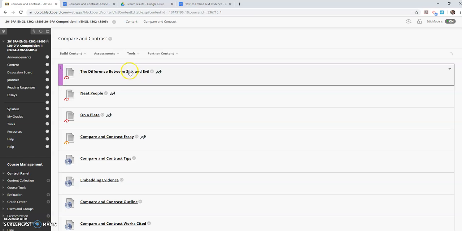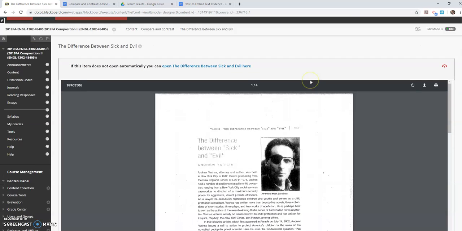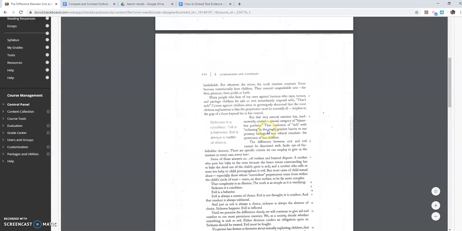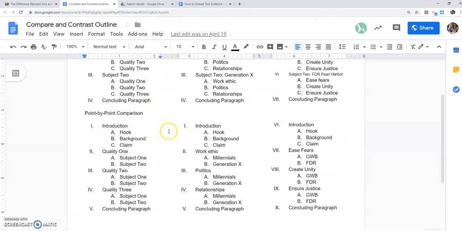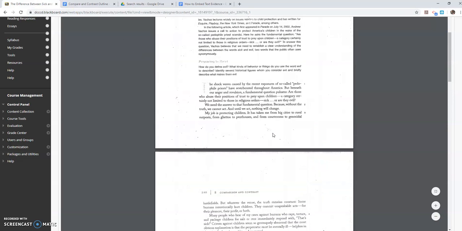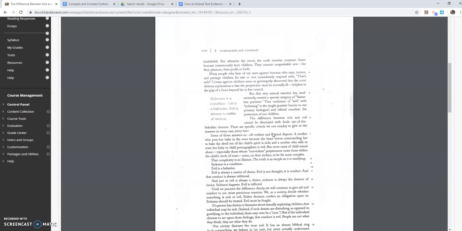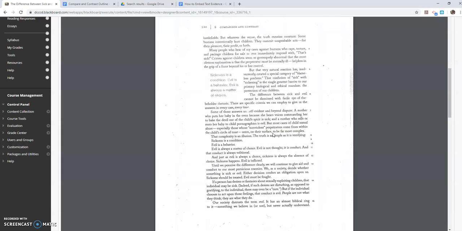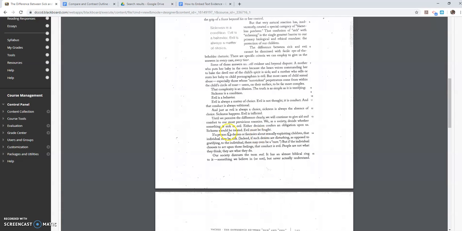Now, if you look at our 2 sources, one of them, the difference between sick and evil, he does a point-by-point comparison. It's back and forth between sick and evil. So read this and see how he structures his essay and keep that in mind when you're writing. If you look at this passage, he is talking about people who hurt children and how a lot of us just say that's sick. And he is trying to argue that that term is not correct. And here's why it's not correct. And he breaks it down.